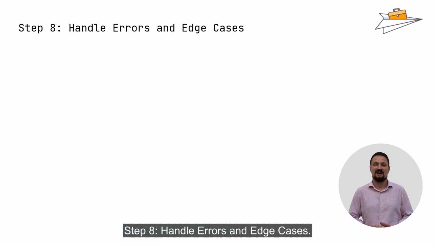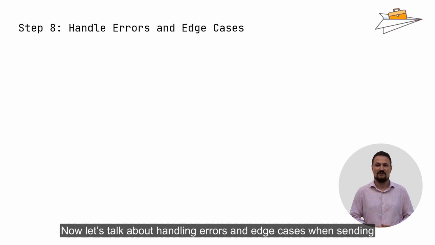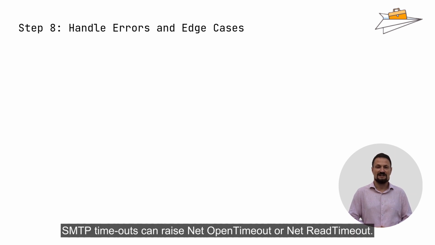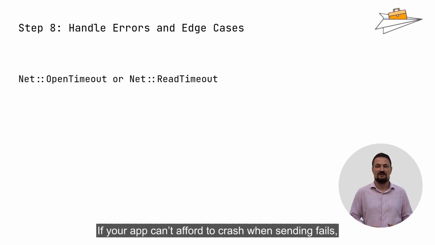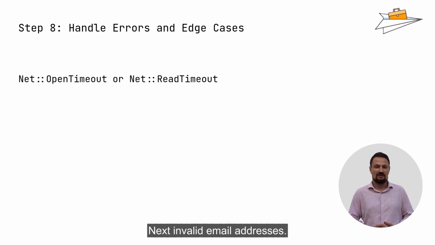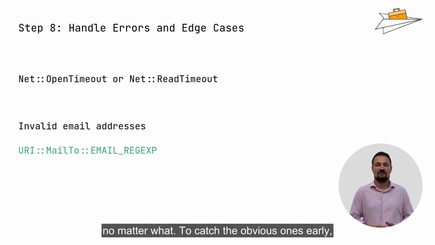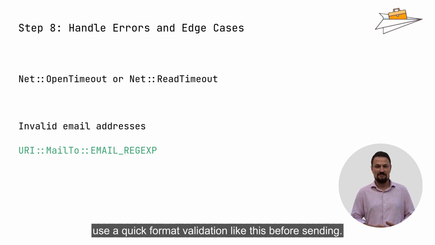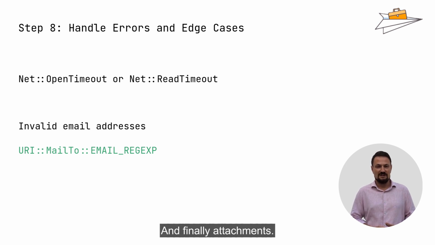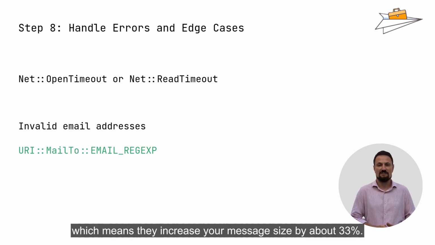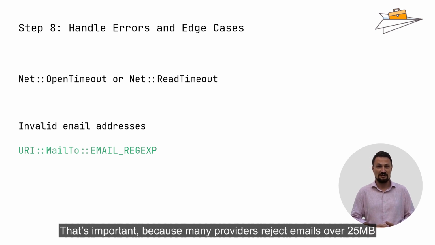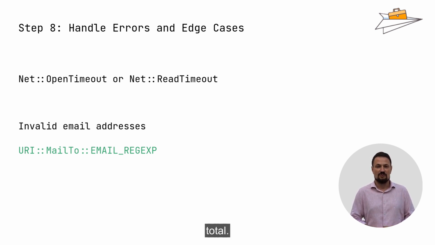Step 8. Handle errors and edge cases. Now let's talk about handling errors and edge cases when sending emails. First, timeouts. SMTP timeouts can raise Net::OpenTimeout or Net::ReadTimeout. If your app can't afford to crash when sending fails, always wrap deliver_now calls in a rescue block. Next, invalid email addresses. Bad addresses will bounce, no matter what. To catch the obvious ones early, use a quick format validation like this before sending. And finally, attachments. They're Base64 encoded, which means they increase your message size by about 33%. That's important, because many providers reject emails over 25 MB total.